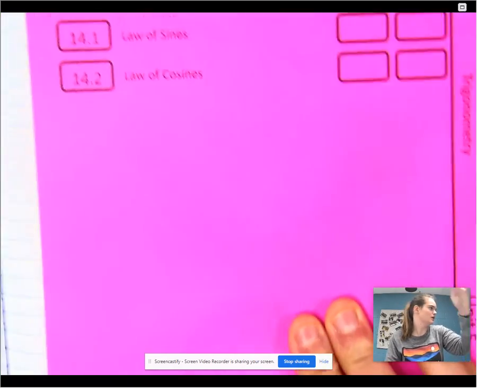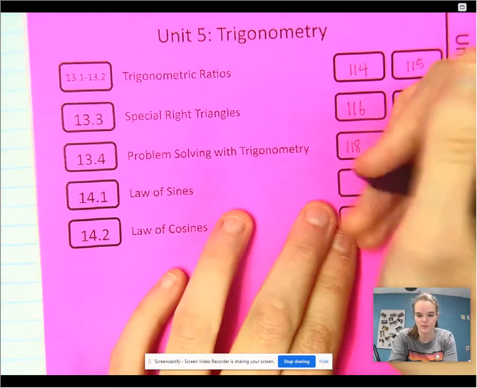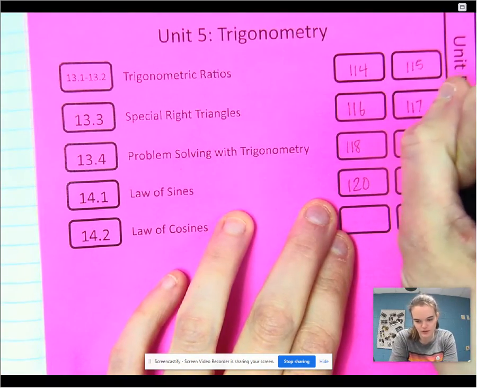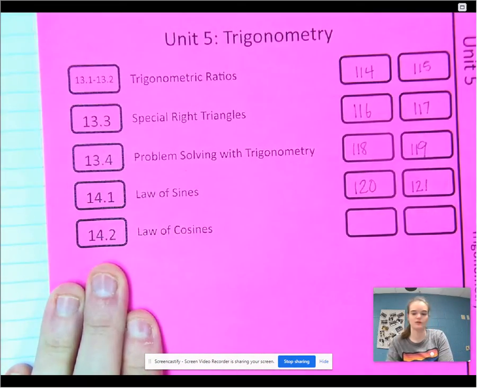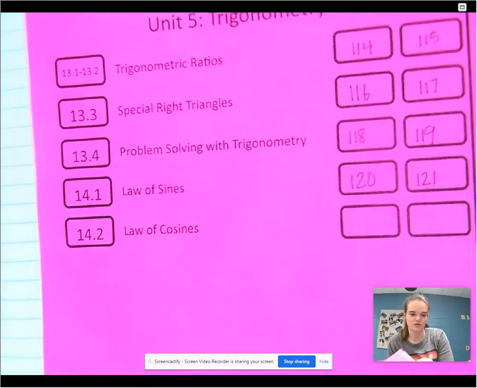Alright, today we're going to do law of sines in this video and the next video. Law of sines is going to go on page 120 today, 121 in the next video. So 14.1 law of sines. This is going to be the trig when you don't have a right triangle, okay? So go ahead and turn to page 120.